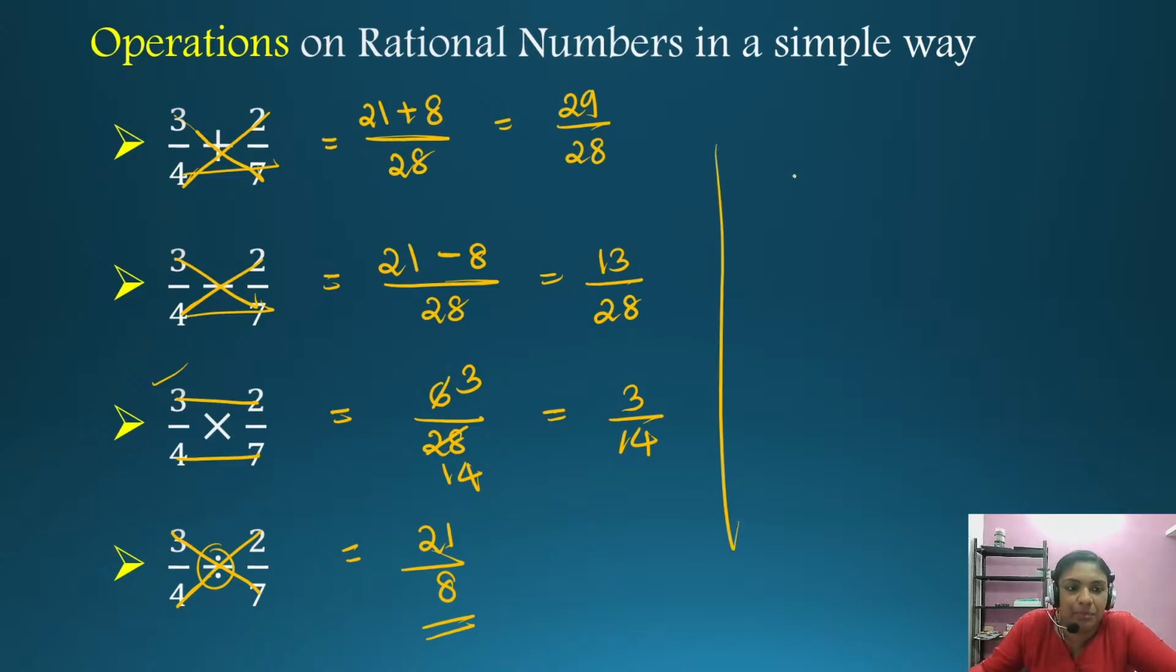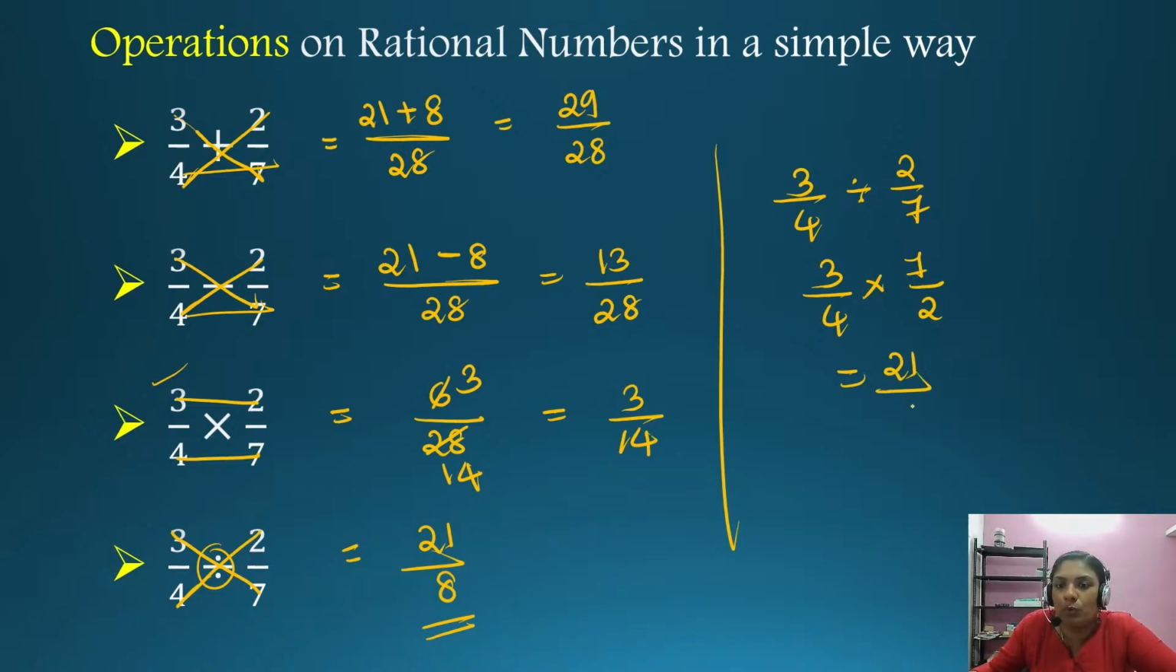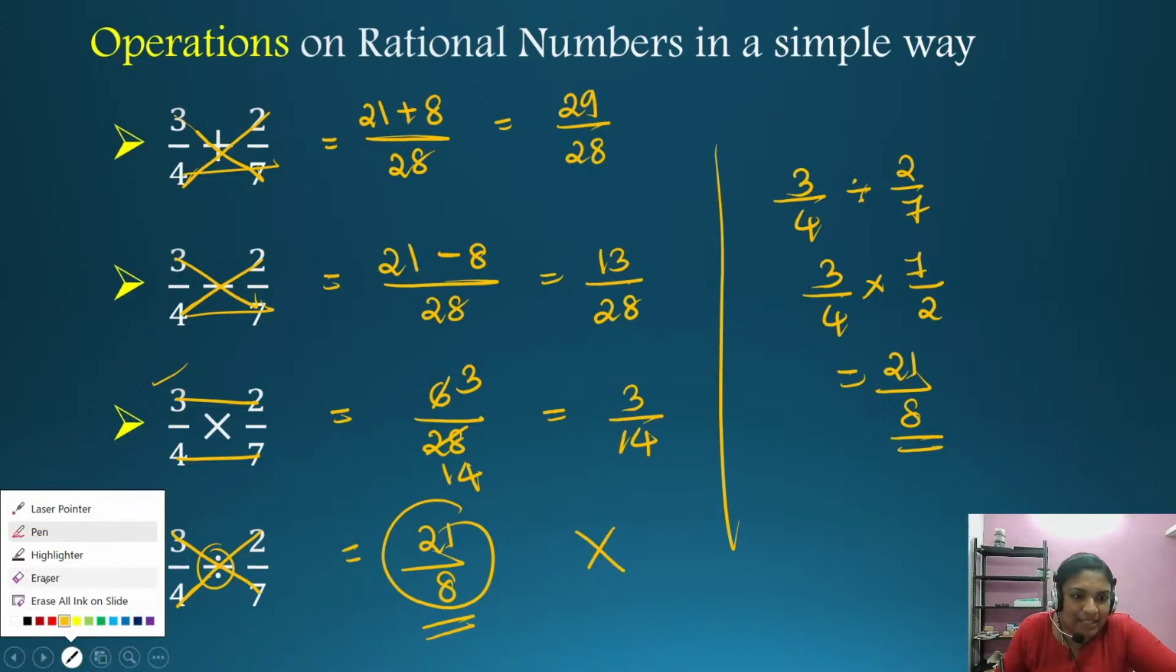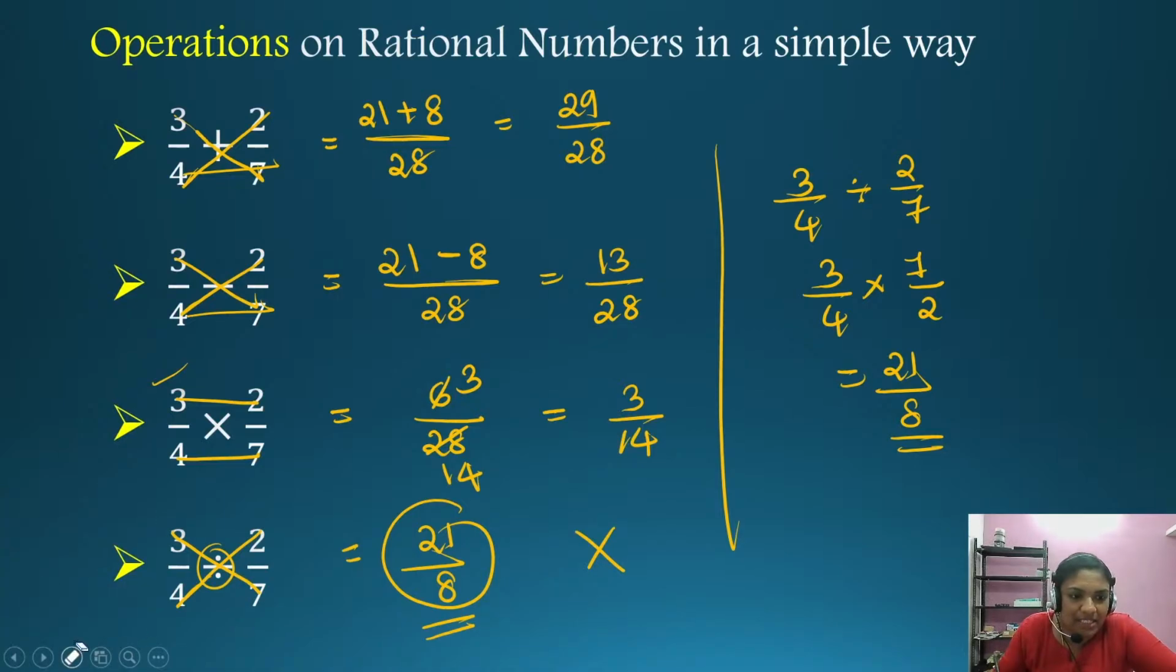Okay, let's see the division part. 3 by 4 divided by 2 by 7. 3 by 4 into 7 by 2, which will give you 3 sevens are 21 by 4 twos are 8. See, without taking the reciprocal, we got the answer. How? Simply this kind of multiplication. Okay, so let's illustrate that in an easier way.